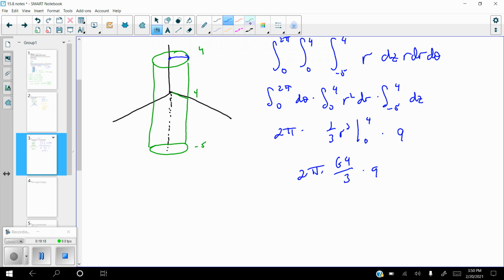Let's simplify that a little bit. 9 over 3 is going to give me a 3. So let's see, 64 times 2 is 128. Times 3, 128 times 3 is 384, so 384 pi. And that really is a mass in this case because we had a density function.